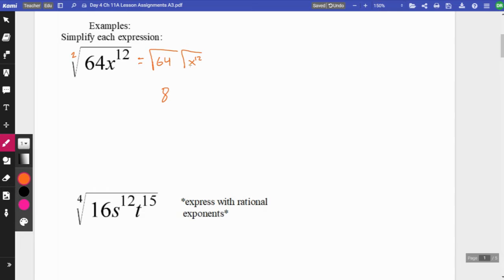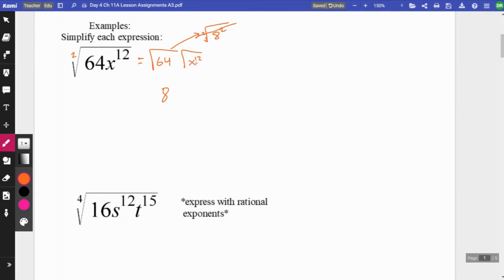The square root of x to the 12th, that may be a little more challenging. In the same way that 64 could be thought of as 8 squared, and since this is a square root, the index is 2, the index and the square would cancel each other out, and you'd just get 8. That's one way to think about it.